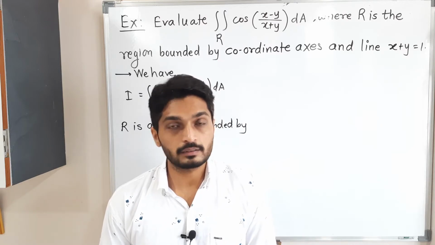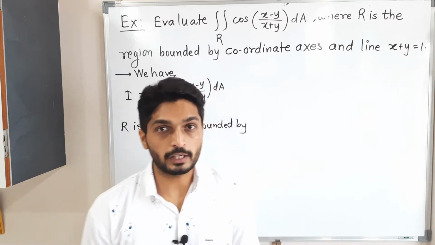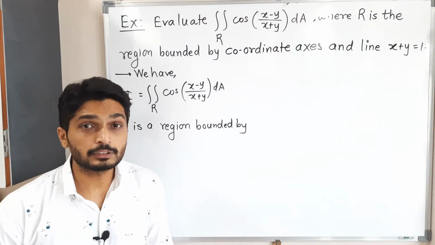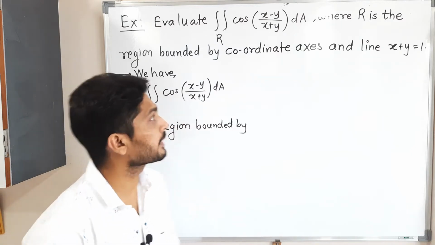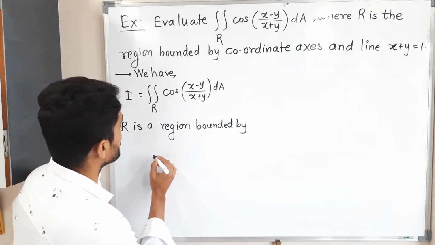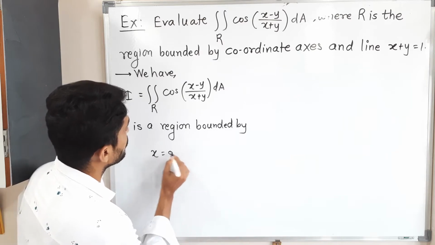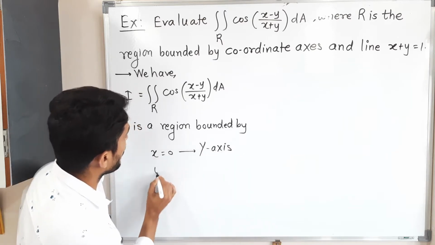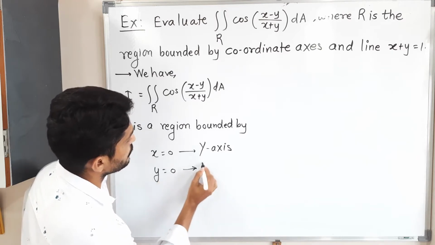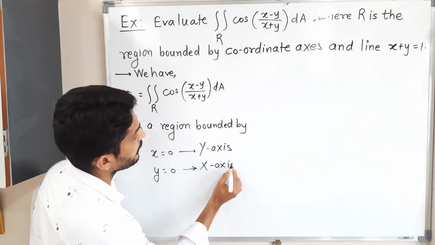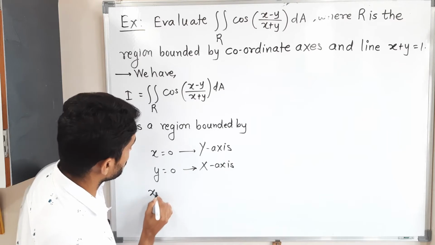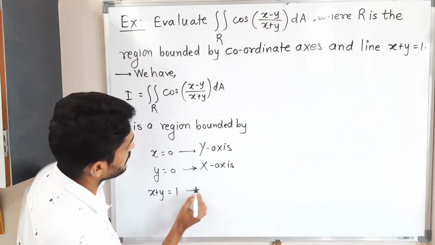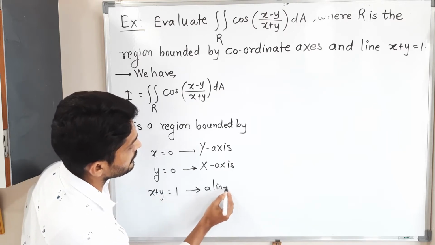So let us write the given integral first. I have already written it here, and the region is bounded by the coordinate axes. That means x is equal to 0, which is the equation of the y axis, and y is equal to 0, which is the equation of the x axis. So these are the coordinate axes. Next, x plus y is equal to 1. This is a line.